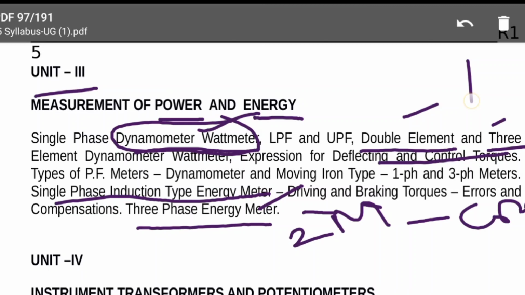Whereas lead lag adjustment is provided. Shading bands are provided. By adjusting the shading bands, the driving torque can be improved. The phase angle.